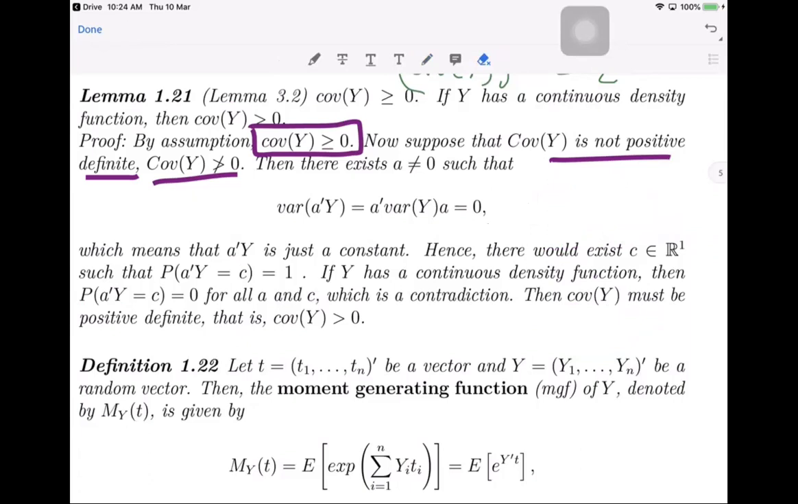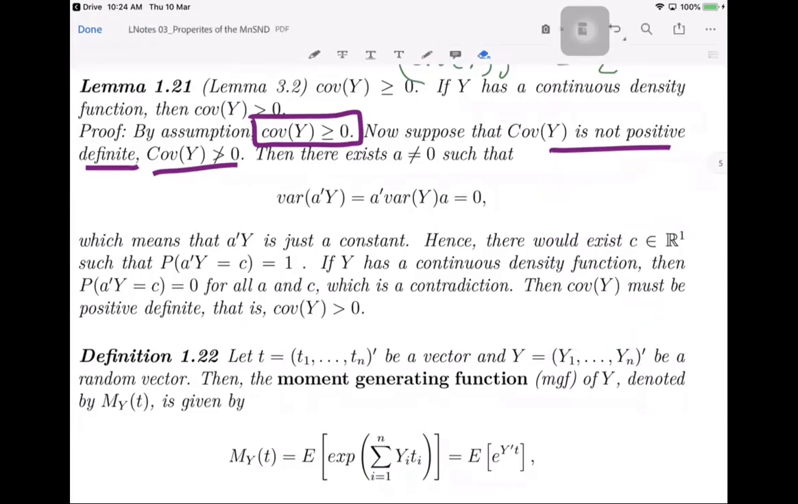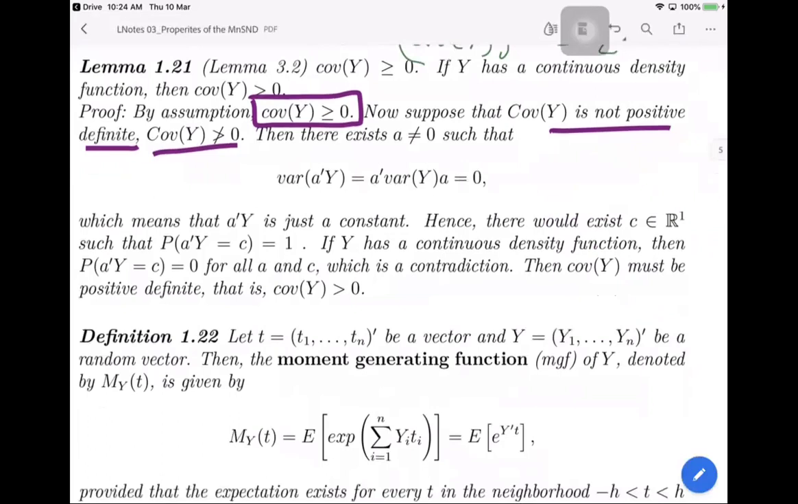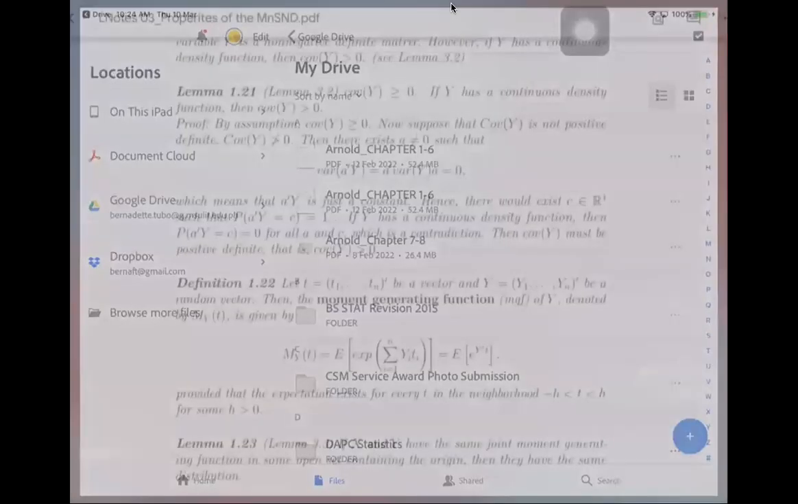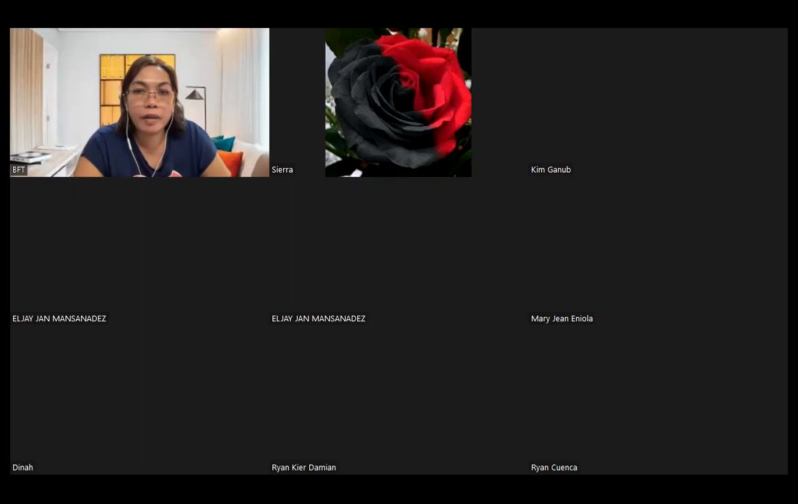Okay, so that is lemma 3.2. By the time we are done with the exam on Tuesday, on Thursday we will go back to the moment generating function. So prepare yourself for the chapter 2 exam. The exam will be on Tuesday. There is no morning class, no?